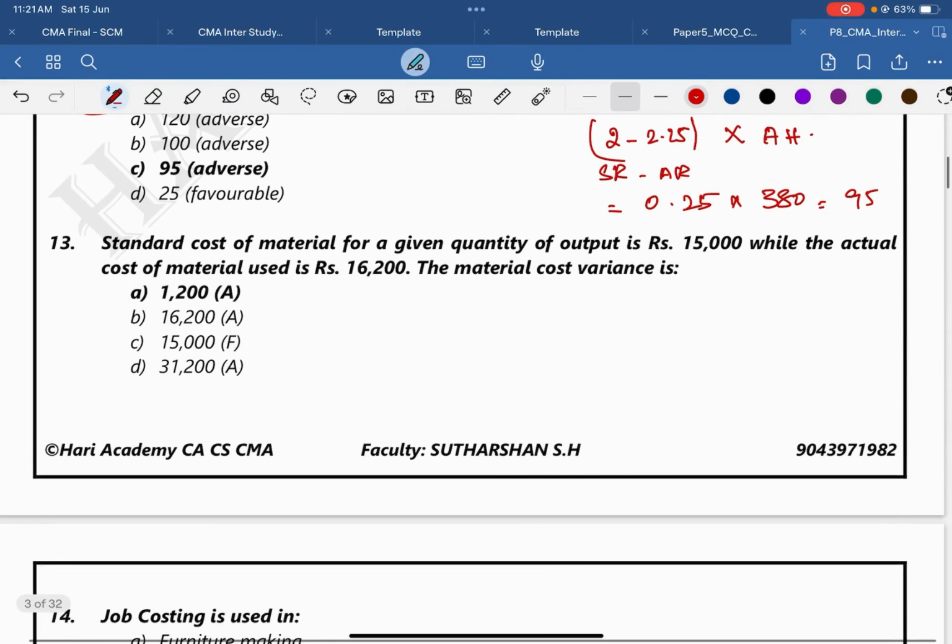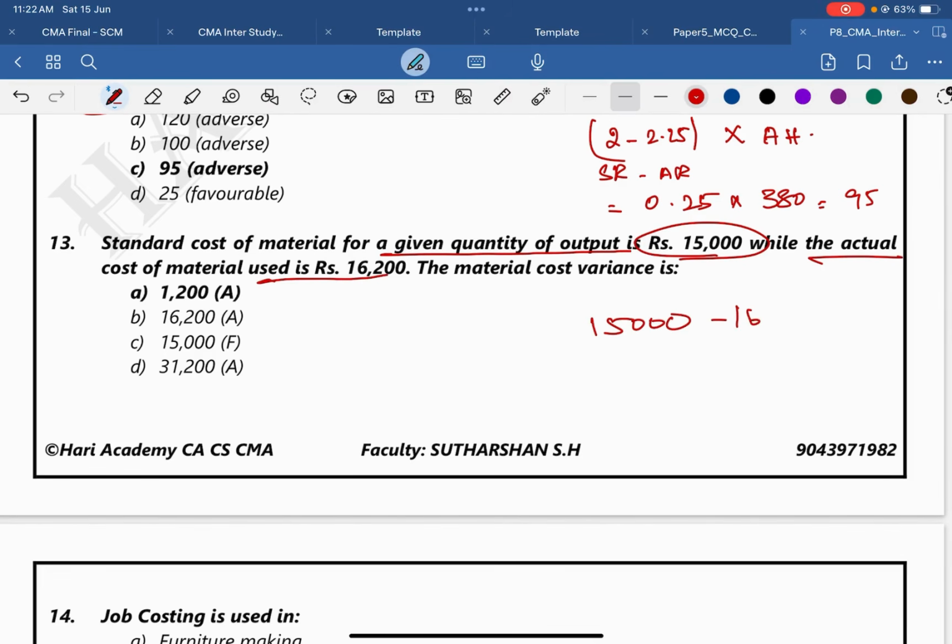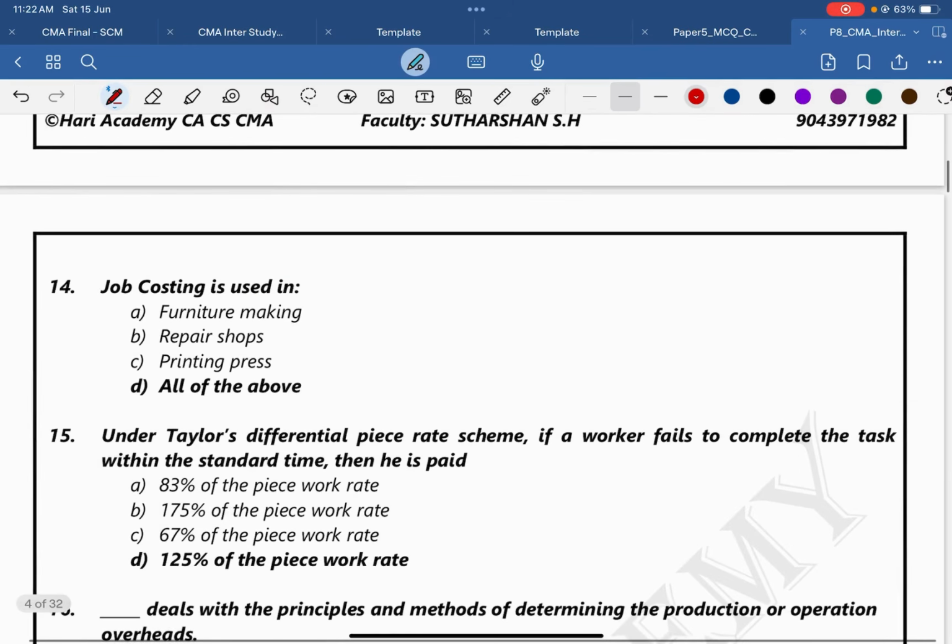Next, the standard cost of material for a given quantity of output was 15,000. Fine. The actual cost of material used was 16,200. The material cost variance, the difference between them, is 1,200 adverse. Option A.